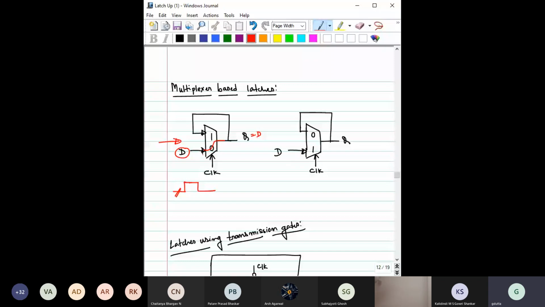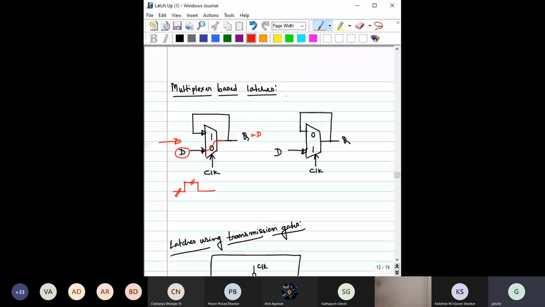Now when this clock becomes 1, then this other input has been selected, and that input is connected with this Q only. That means whatever is there will now be remembered here. So this is the memory state, and the other one is the transparent state.